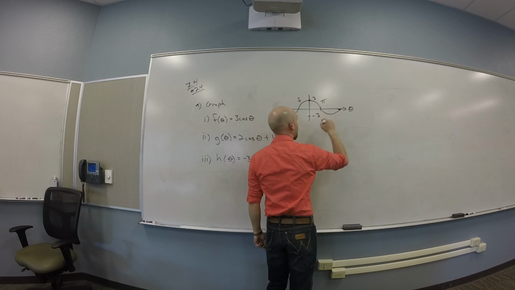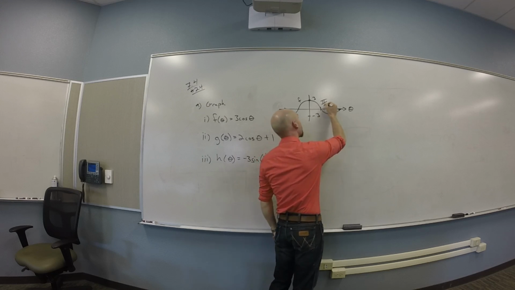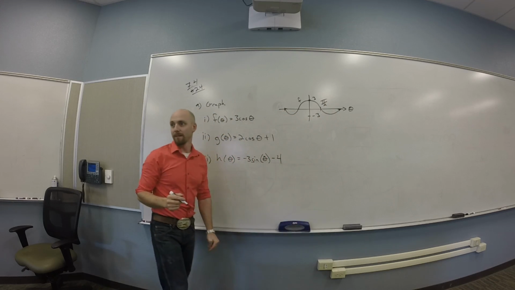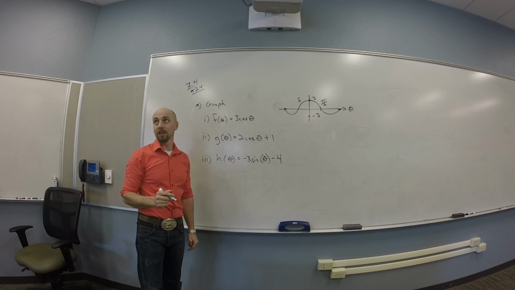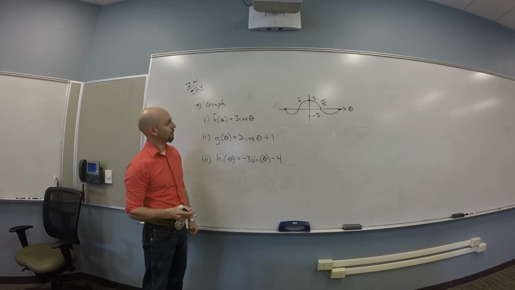So this is happening at pi over 2. Oh, because sine's at pi over 2. Right? Pi over 2. Yeah. Okay. All right, so how about G? Where's G?